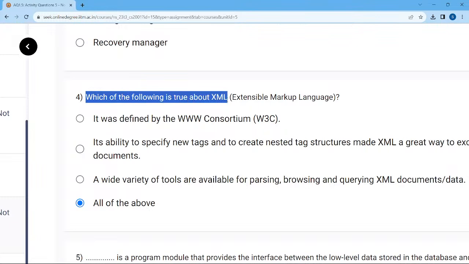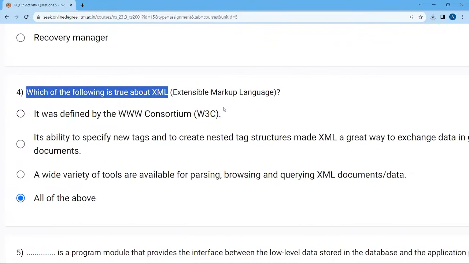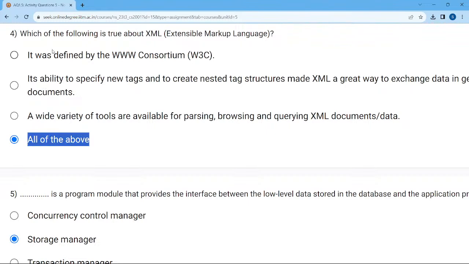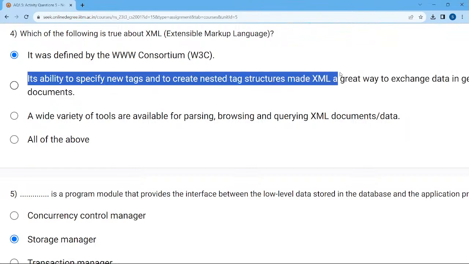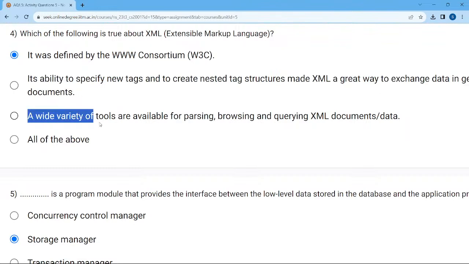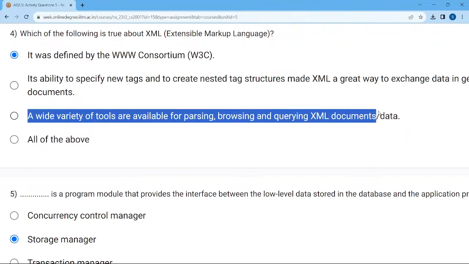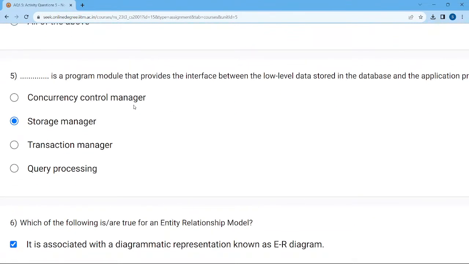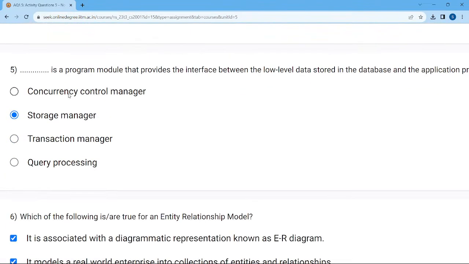Let's see some lines that are true about XML. All of the above. Yes, it was defined by the WWW consortium, the W3 consortium. Its ability to specify new tags and create nested structure made XML a great way to exchange data. A wide variety of tools are available for parsing, browsing, and querying XML data and documents. It was all of the above.